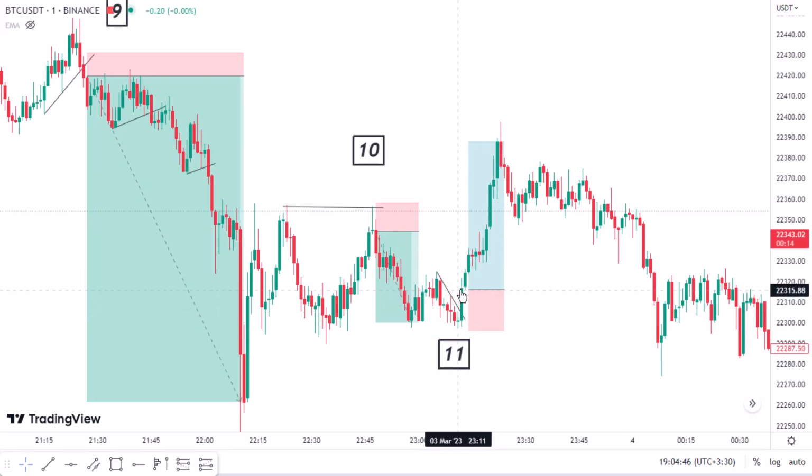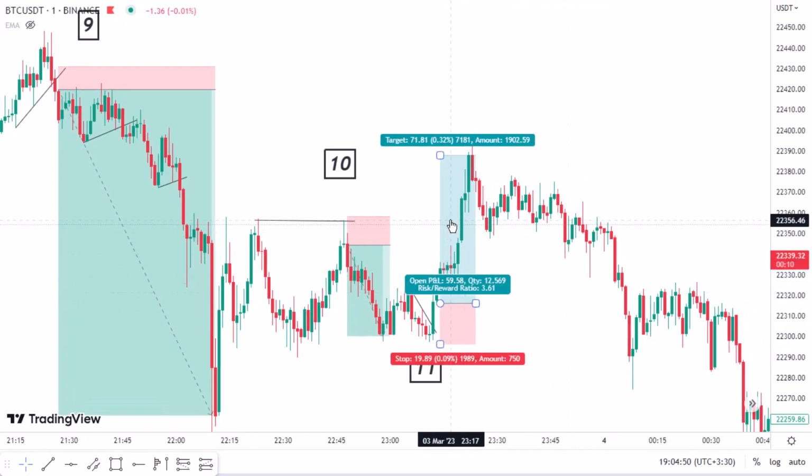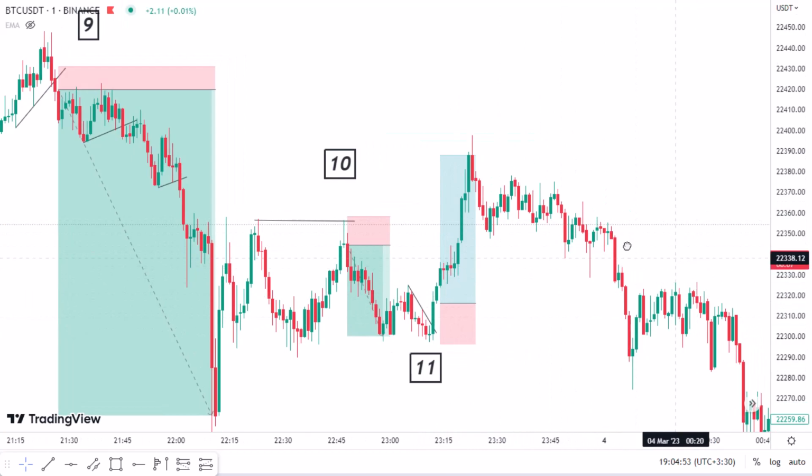On the trade 11, we have a trend line with 3 touches. On the fourth time it is broken here, we enter the buy position, put our stop loss somewhere safe, and it gives us a reward of 3.6.